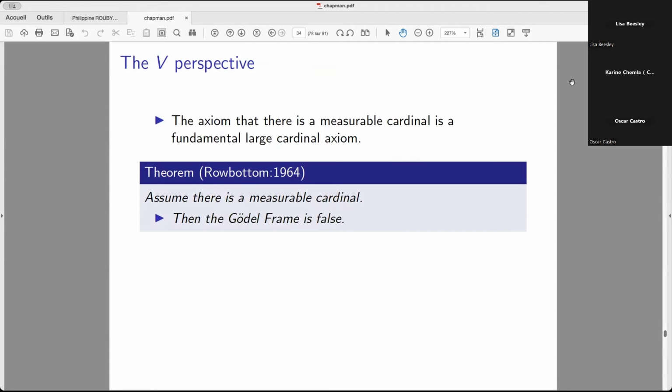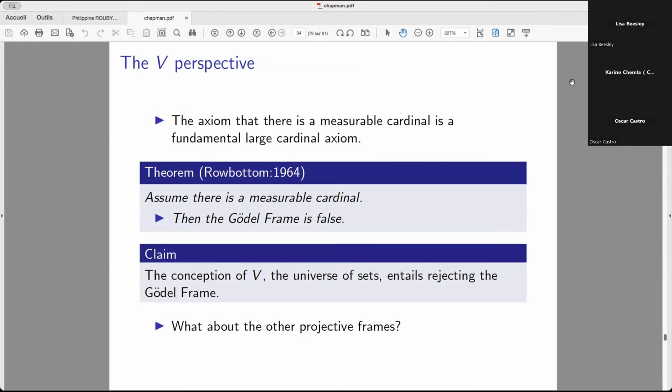What about the V perspective? The axiom that there's a measurable cardinal is a fundamental large cardinal axiom. And Solovay, in '64, 60 years ago, showed that if there's a measurable cardinal, the Gödel frame is false. The conception of V, the universe of sets, entails rejecting the Gödel frame, because V is supposed to have everything in it, all large cardinals.